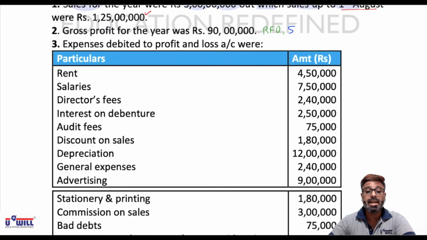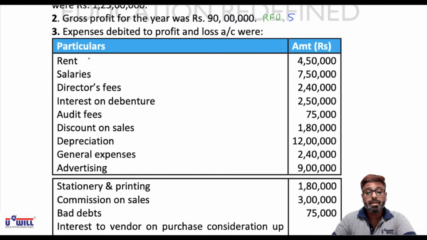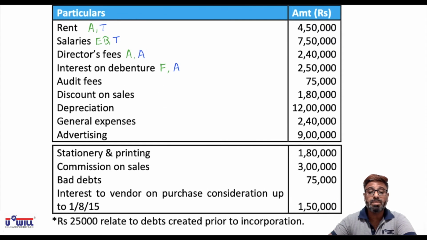Expenses debited to P&L account were: rent will come in administrative expenses on time basis. Salaries will come in employee benefit expenses on time basis. Directors fees will come in administrative expenses on actual basis in post-incorporation period. Interest on debentures will come in finance cost in post-incorporation period, actual basis. Audit fees will come in administrative expenses in time ratio.